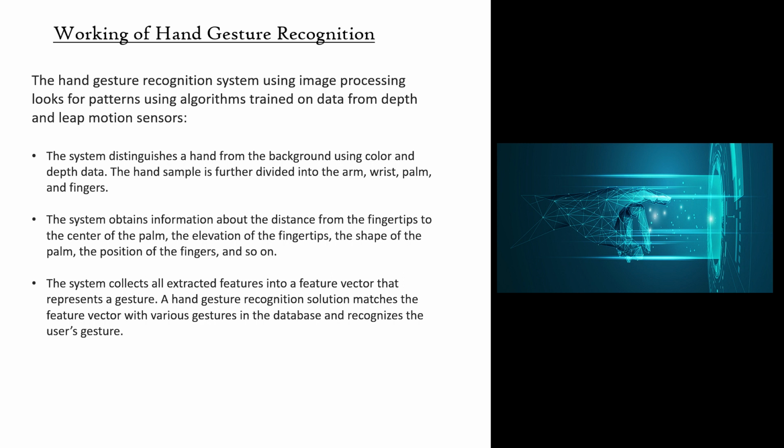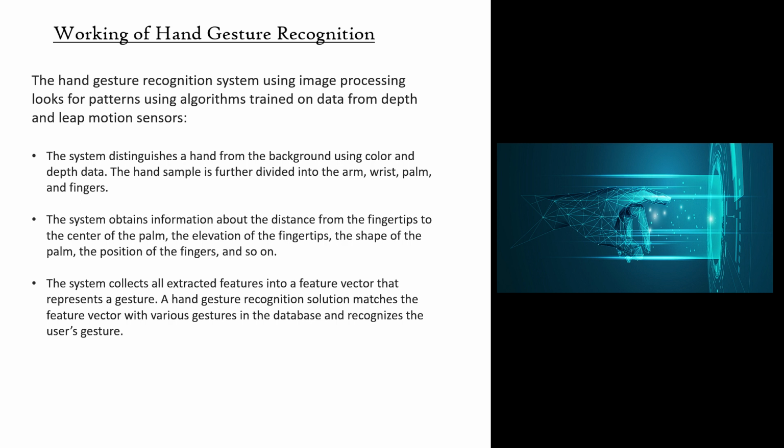Talking about the working of hand gesture recognition. The system distinguishes a hand from the background using color and depth data. The hand sample is further divided into the arm, wrist, palm, and fingers. The system obtains information about the distance from the fingertips to the center of the palm, the elevation of the fingertips, and so on. The system collects all extracted features into a feature vector that represents a gesture.